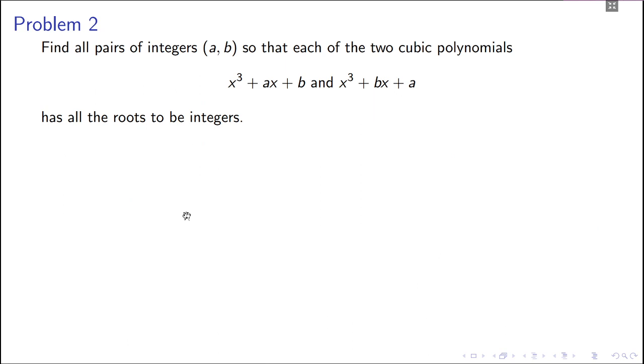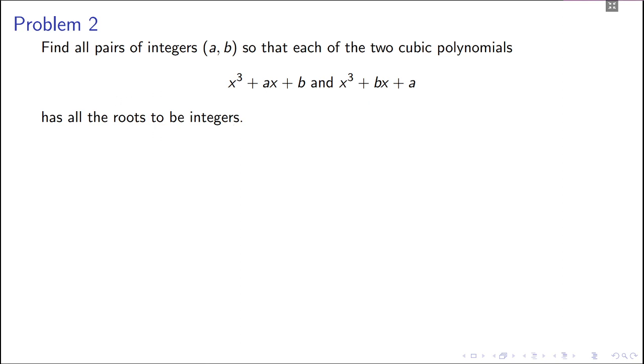So this is, again, not so difficult. So there are two cubic polynomials. Okay, the x squared term is basically 0, and the coefficients are a, b here, and it's reversed on this one. So it says find all the integers a, b, so that all the roots are also integers.